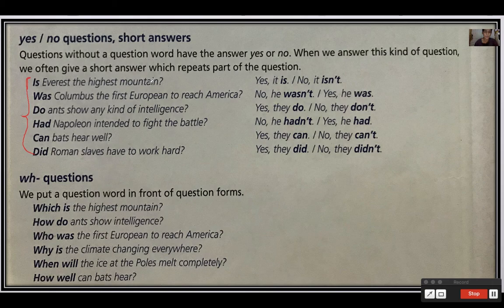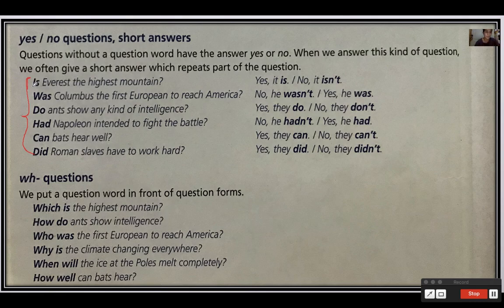Were Pedro and Maria playing outside? Yes, they were. No, they weren't. Okay, in a yes/no question, you just say yes or no. And you must use the verb or the auxiliary verb that we are using to make the question.